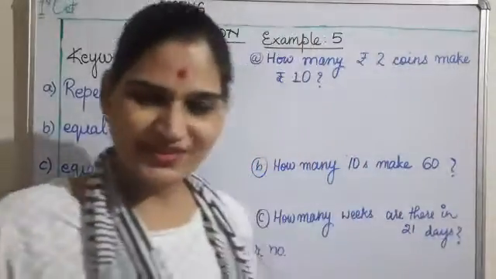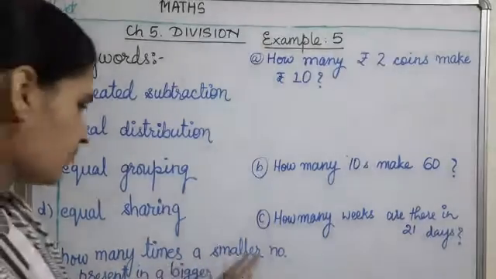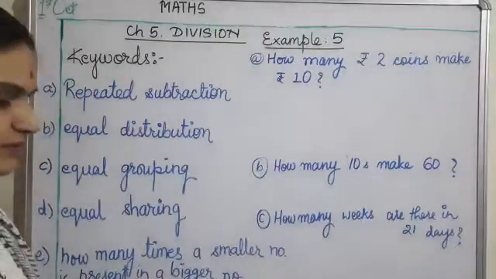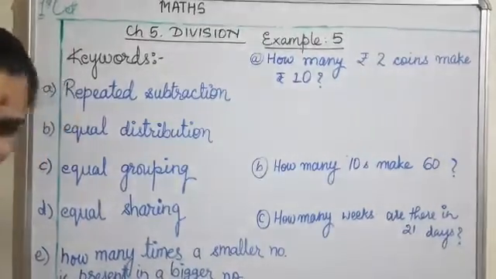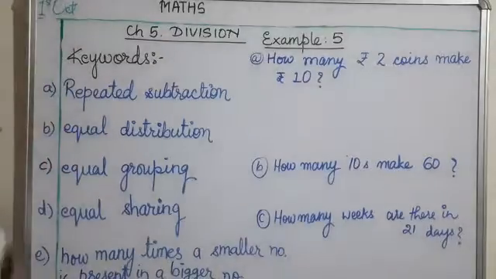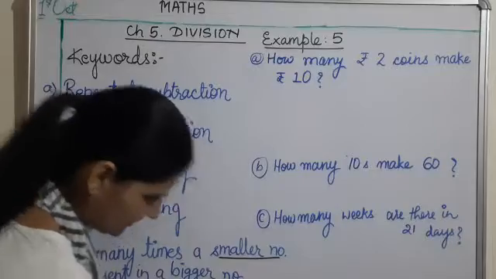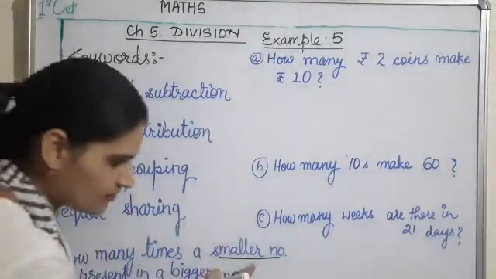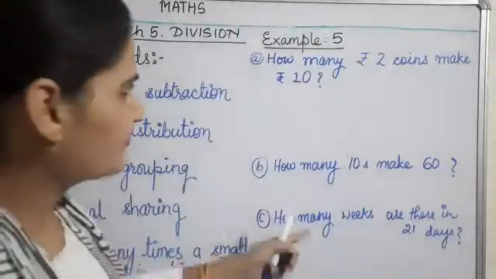The last keyword, a little different kind it is. How many times a smaller number is present in a bigger number? When this type of situation arises, we use division. Let us see first what does it mean. How many times, कितनी बार एक smaller number एक बड़े number में present है. So we are talking about some smaller number and a bigger number. Let's see its example.